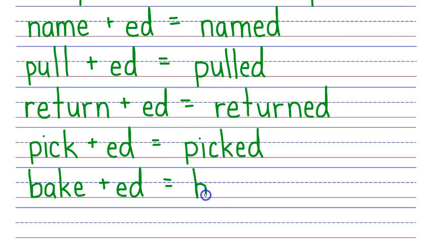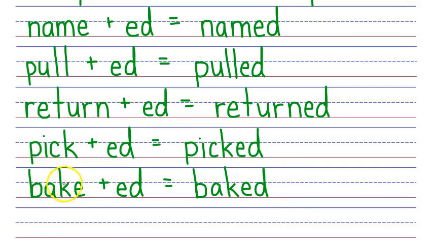Baked. Spelled with a B that says B, an A that says A, K that says K, and the ed phonogram that says T. Why does it say T? Because the consonant before ed is not a T and it's not a D. If it were, it would say ed, and you'd have baked. Instead it's a K, and so ed either says D or T, and in this case it says T. B-A-K-T. Say it fast, baked.